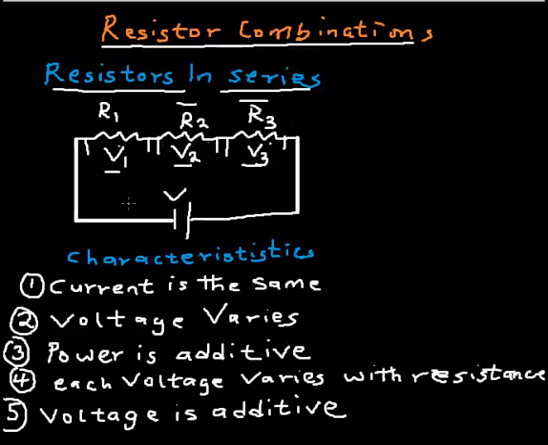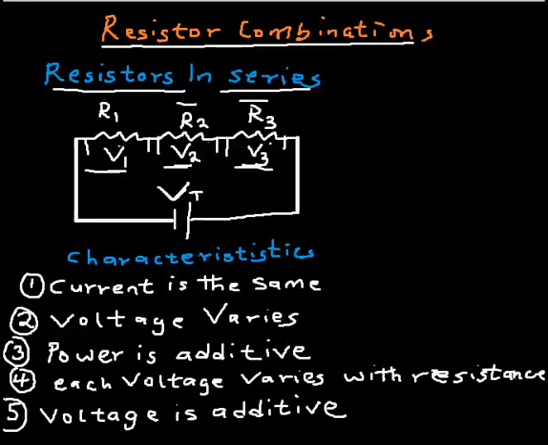So as I said, the voltage varies. Each of these resistors will take up a portion of the supply voltage. Let me call the supply voltage V total, VT. Each of them will take up a portion of the supply voltage because this supply voltage will divide among V1, V2, and V3. They are going to divide this supply voltage in ratios depending on their resistance. So the one with the highest resistance will take more voltage than the one with the lowest resistance.